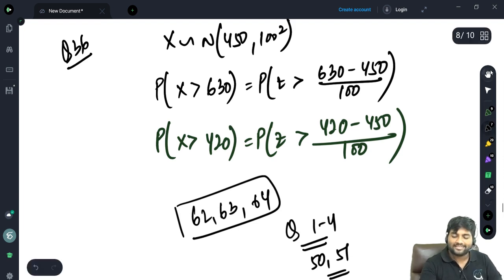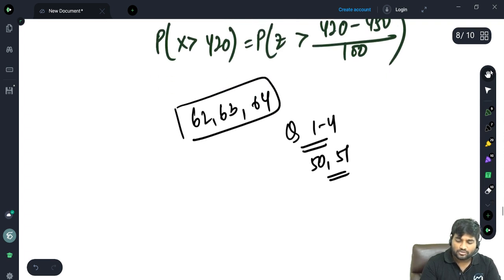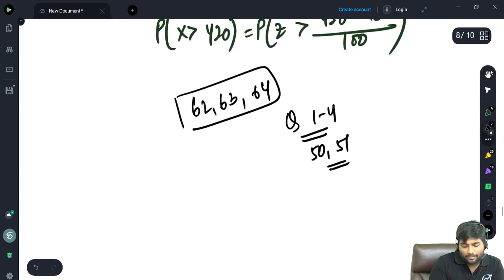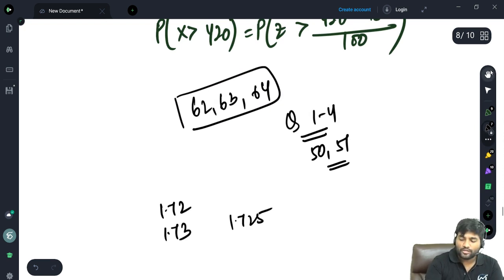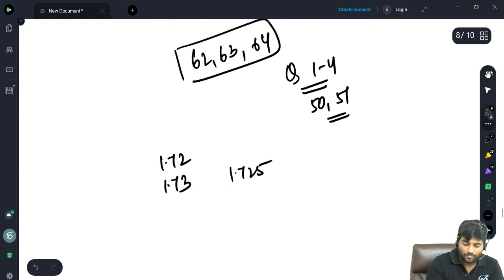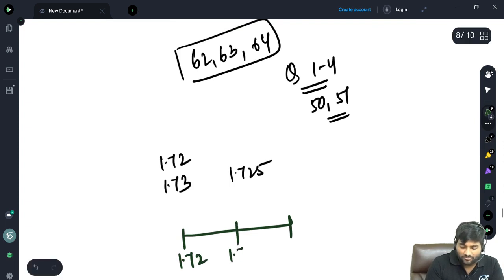If you are not getting the exact value in normal distribution, then we'll do linear interpolation. For example, in the table book, 1.72 is given, 1.73 is given, but you need 1.725. So what you will do, you will do linear interpolation. How? For example, what is the value at 1.72? I need 1.725. What is the value at 1.73?